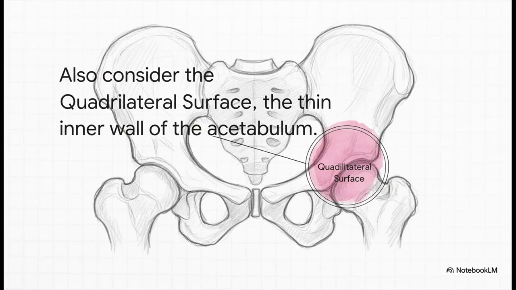And it's not just the two columns. There's this other really critical piece of the puzzle, the quadrilateral surface. Think of it as that thin inner wall of the acetabulum. Now, why does this matter so much? Because when this part is broken, it is a real beast to fix. And its involvement almost always pushes you towards using an anterior surgical approach.